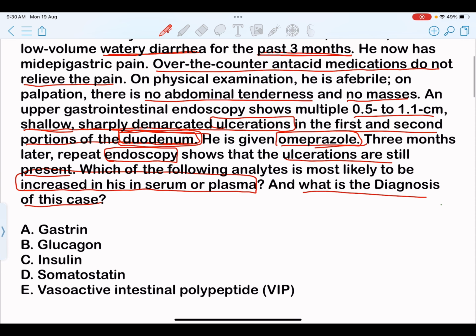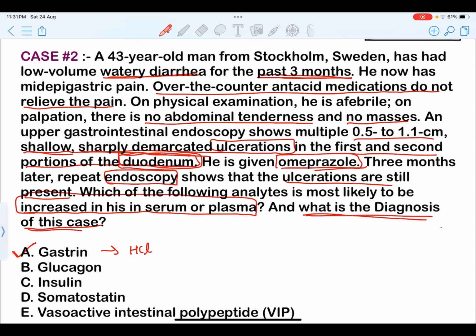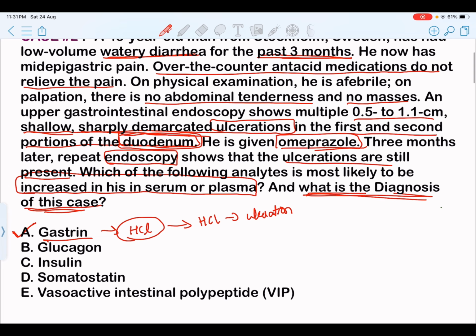Of course, here you have been given the options. You can easily select that gastrin is elevated, because gastrin is responsible for the secretion of HCl, hydrochloric acid. Now you have to diagnose the case. What is the diagnosis of this case? Here we discussed that the case is all about the increase in the gastrin level, which stimulates HCl secretion. Too much HCl in your stomach leads to ulceration. So the diagnosis of this case is Zollinger-Ellison syndrome, ZES.